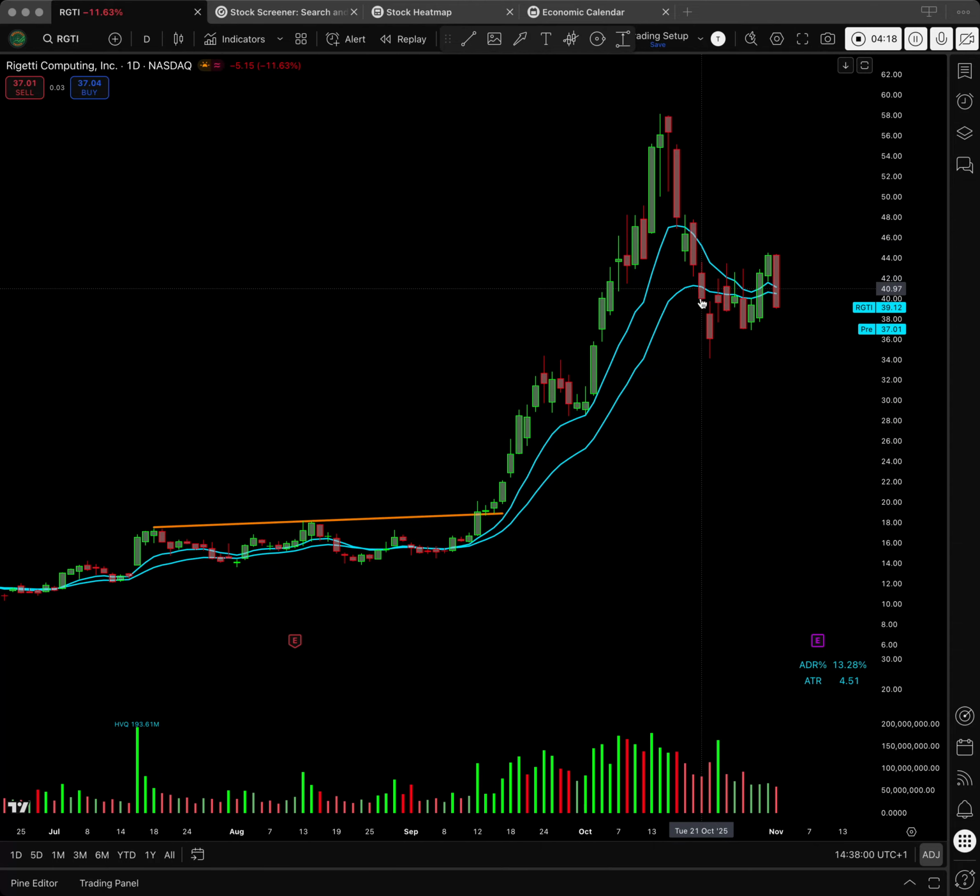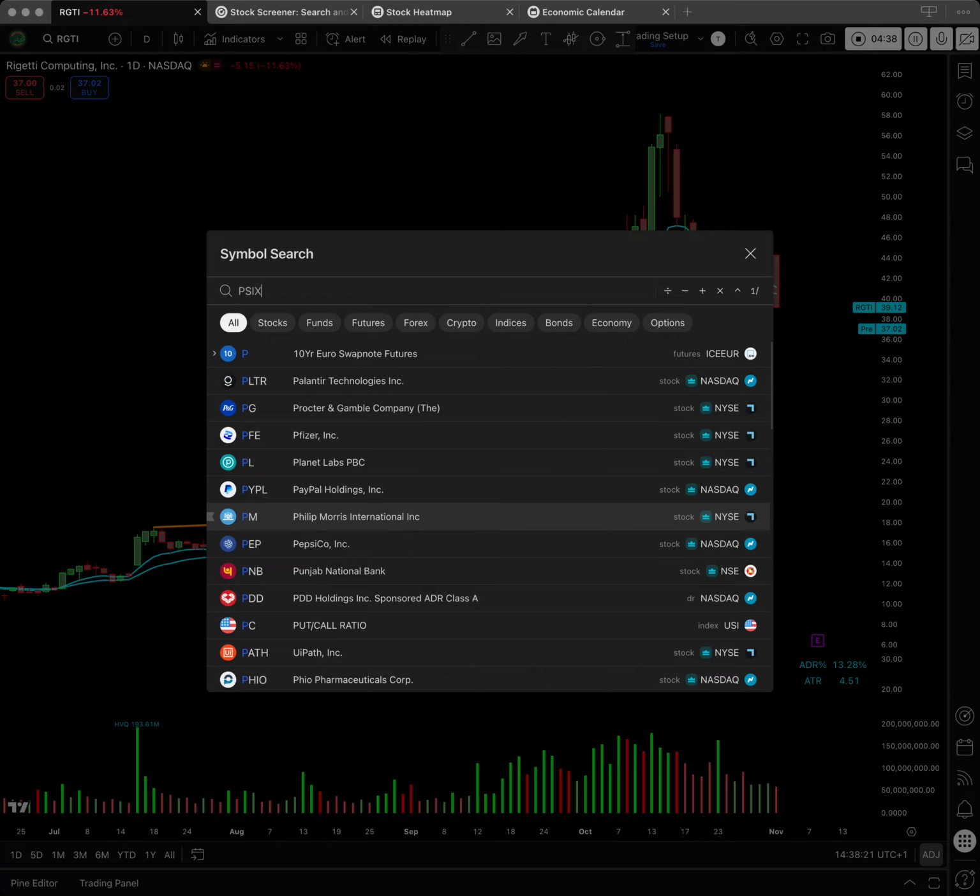Or you can close the position if it closes below the 20-day here, below the blue line. It's also a valid strategy. So that's a nice breakout. Let's look at another chart here. PSIX.